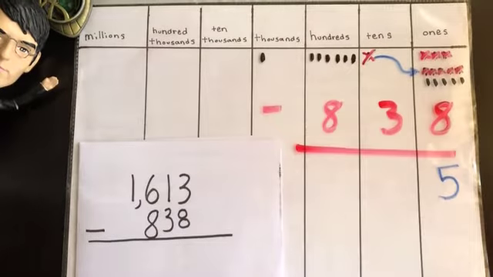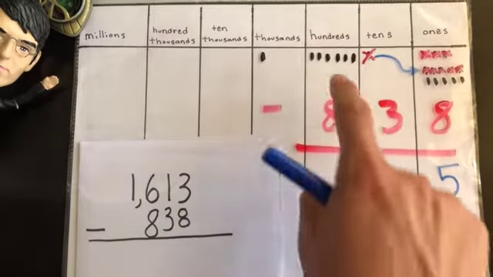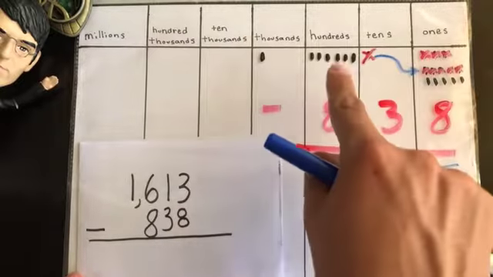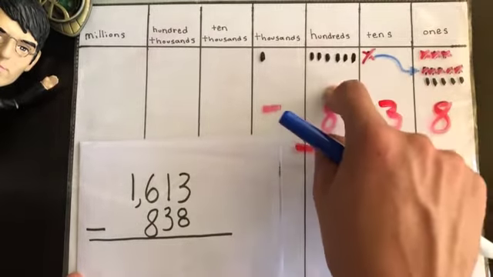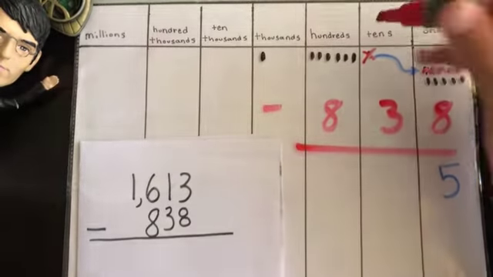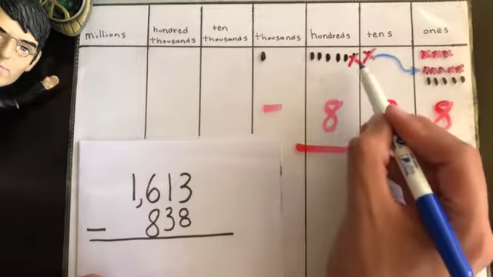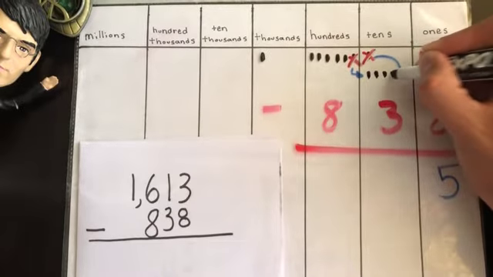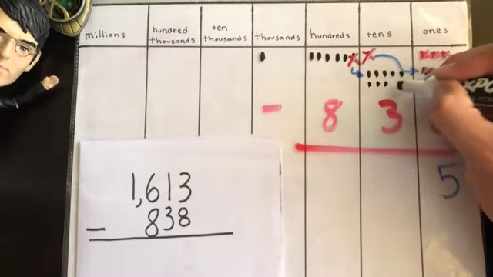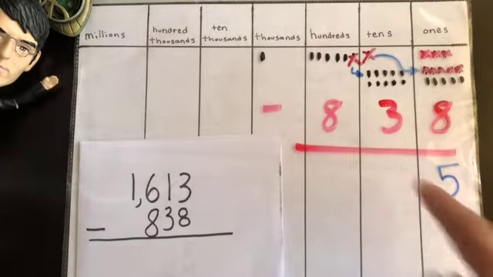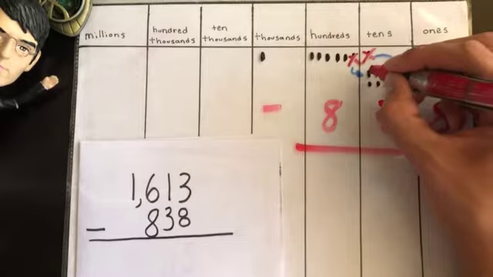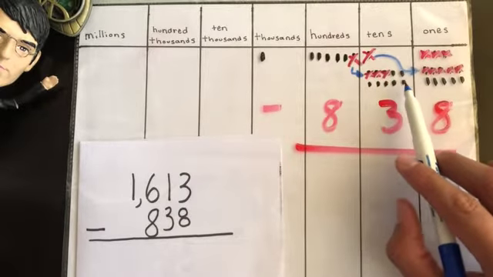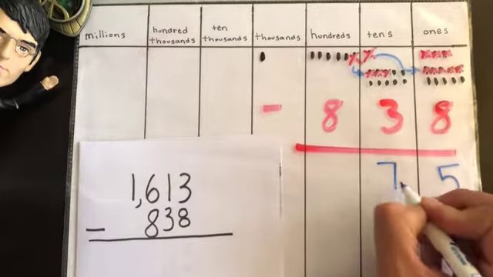Next, I need to take away 3 tens from here. I don't have 3 tens to take away. But remember, we can decompose. I'm going to take one of these hundreds because remember, 100 is 10 times as many as 10. So that means that 10 tens makes 100. So I'm going to decompose that 100. When I decompose it, it gives me those 10 tens. 1, 2, 3, 4, 5, 6, 7, 8, 9, 10. Now I have enough to take away 3 tens. Take away 3. 1, 2, 3. How much do I have left over? Let's count them. 1, 2, 3, 4, 5, 6, 7. I have 7 tens left over.